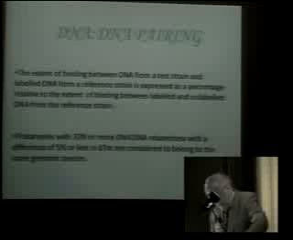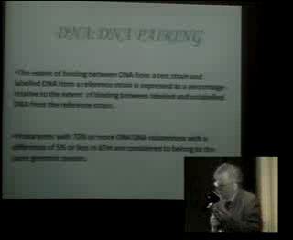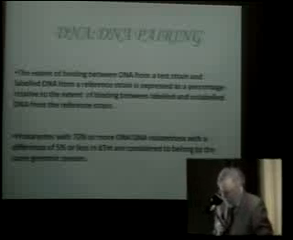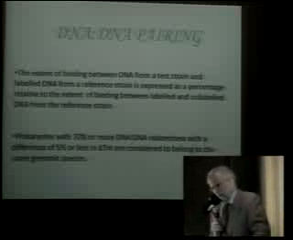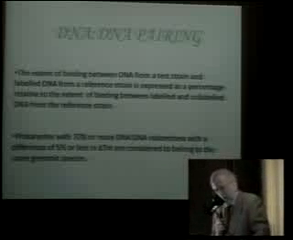So the extent of binding between DNA from a test strain and a labeled strain from a reference strain is expressed as the percentage relative to the extent of binding between the labeled and unlabeled DNA from the reference strain. So in other words, we've got a homologous reaction and we've got a heterologous reaction. And if in the heterologous reaction you've got a relationship that gives you a figure of 70% or over, those organisms are considered to belong to the same species.